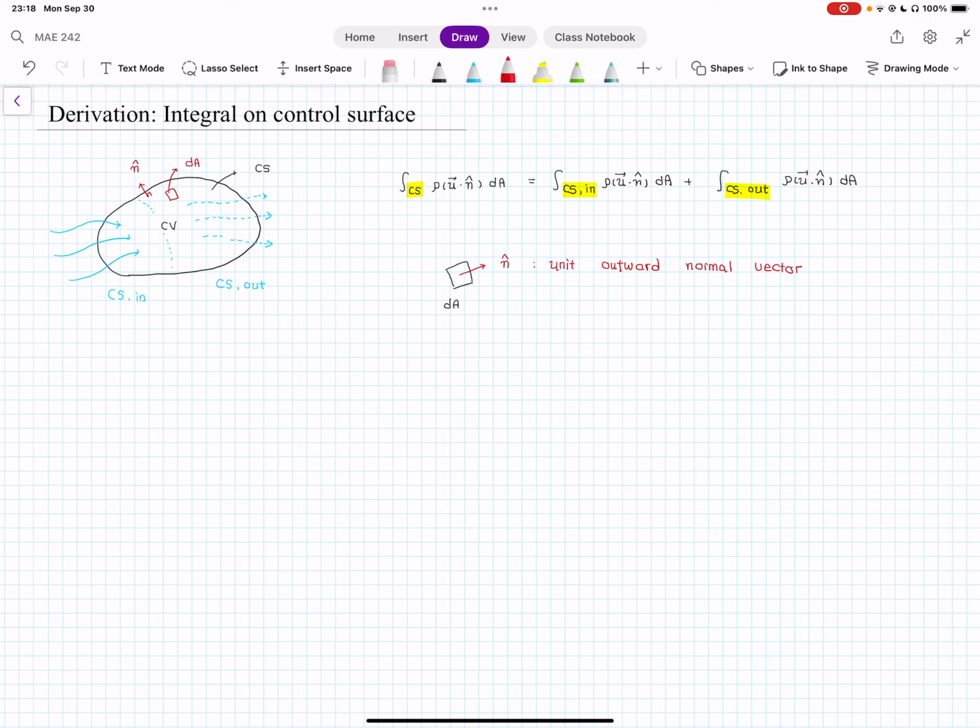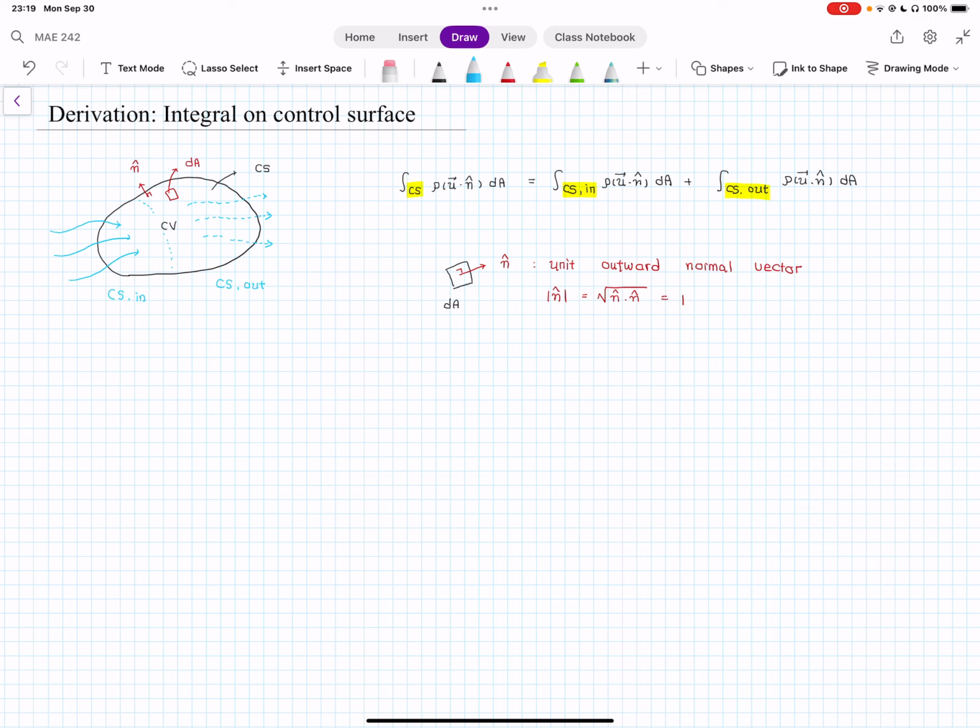Unit in the sense that the magnitude of n hat is the square root of the inner product with itself, which is going to be 1, and this is a unit. Outward, meaning that this vector is pointing outward. It's basically pointing to the surroundings of the control volume. And normal in the sense that this has a 90-degree angle with the control surface.